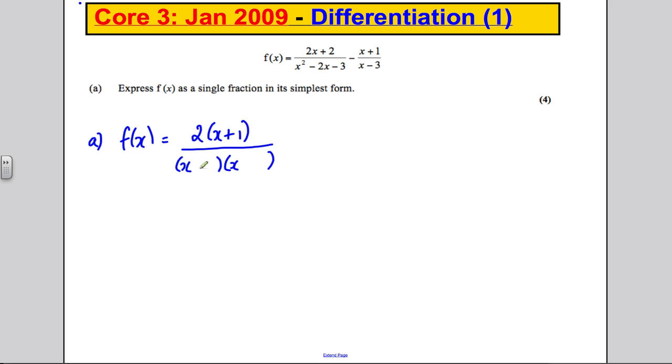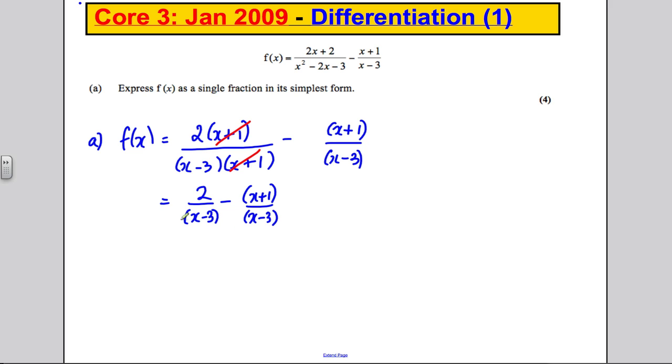Well, I'm fairly sure that that's x subtract 3, x plus 1, and then subtract x plus 1 over x subtract 3. Now look what can happen here. These x plus 1s can go, and you've got yourself 2 over x subtract 3, subtract x plus 1 over x subtract 3. The denominators are the same, so you can subtract: 2 subtract x subtract 1 all over x subtract 3, and that would be equal to 1 subtract x over x subtract 3.